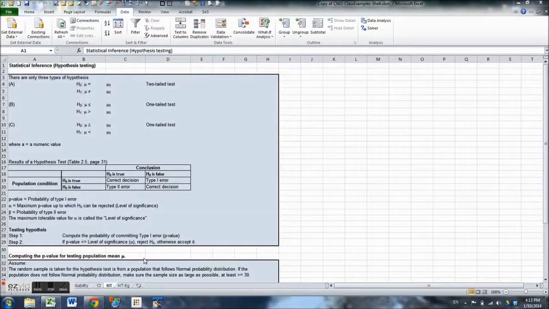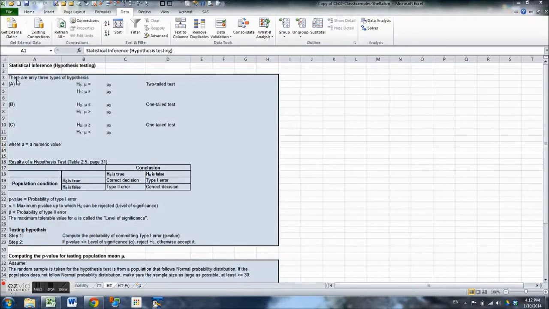Next is hypothesis testing. I have two tabs for hypothesis testing. Open HT, and this includes all the formulas and procedure. And the next tab is where we'll do the computation. We'll look at an example, a numerical example.